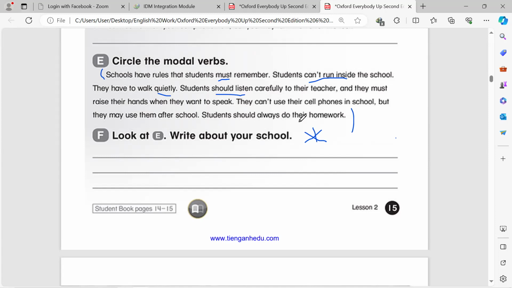They can't use their cell phones in school. That's also important. They have to focus on the lesson. They cannot play mobile games or things like that in the classroom when there's class time.